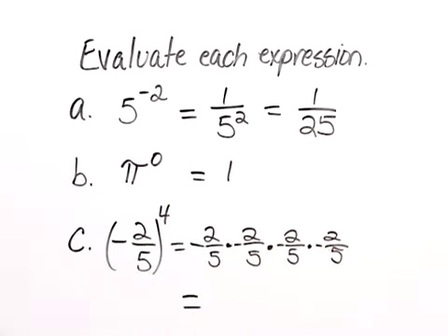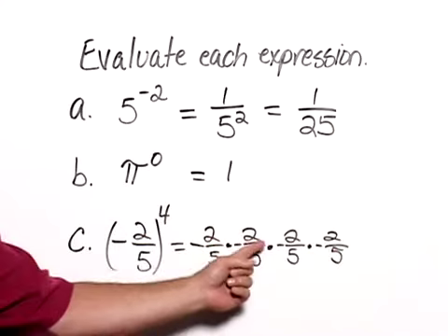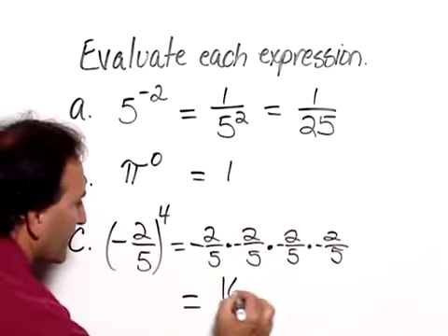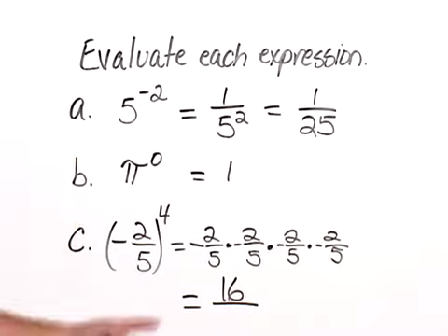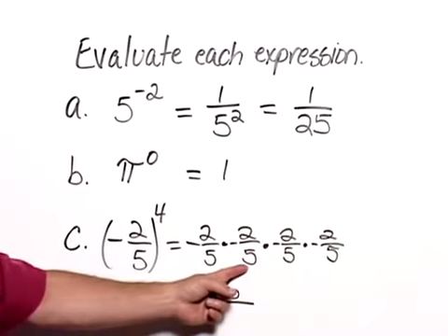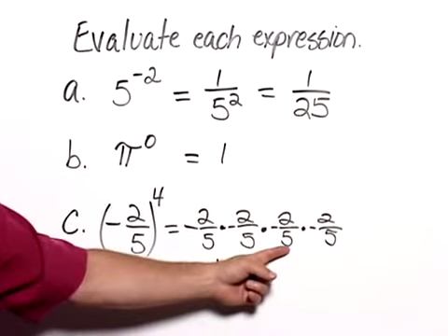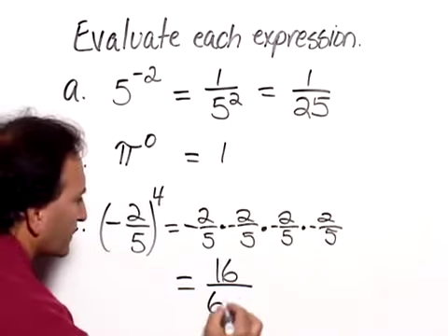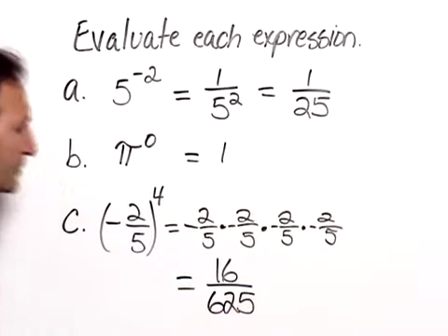Now we multiply the numerators together. 2 times 2 times 2 times 2 is equal to 16. In the denominator, we have 5 times 5, which is 25, times 5, which is 125, times 5 more for 625. So our answer is the fraction 16/625.